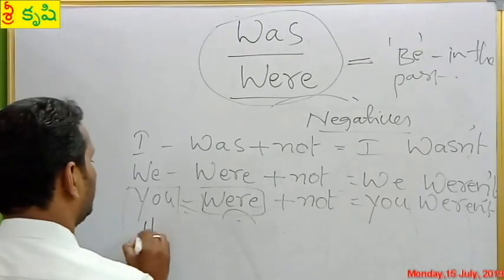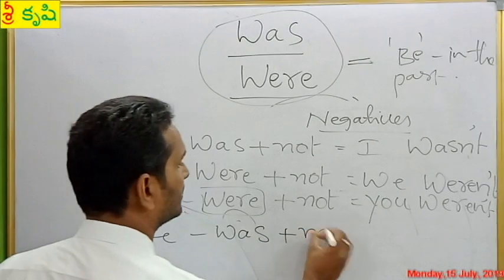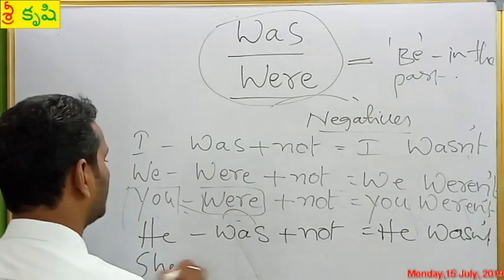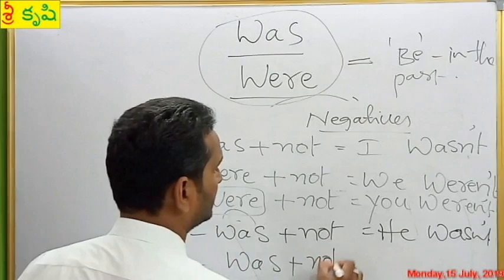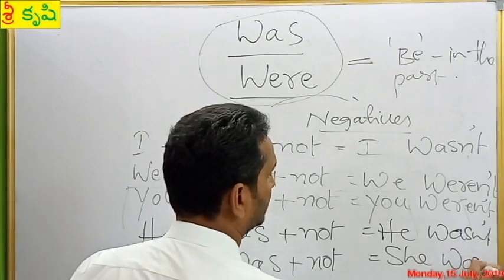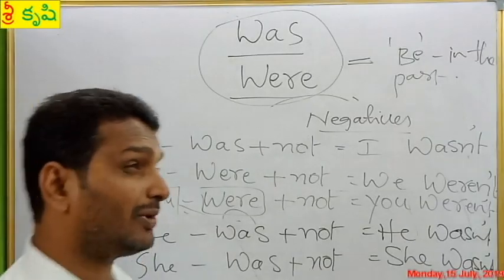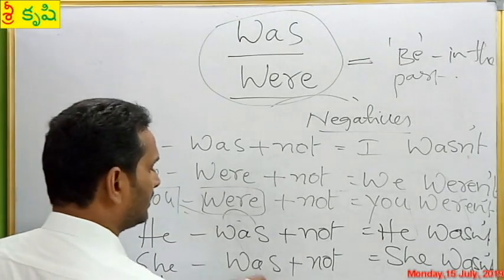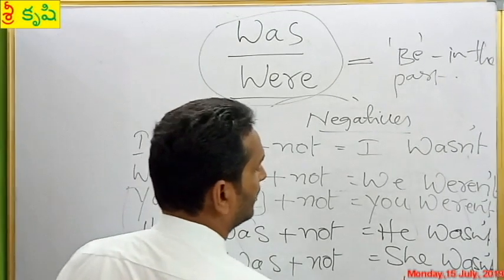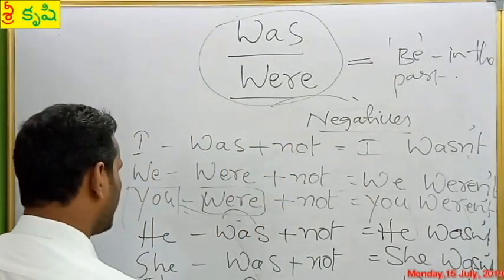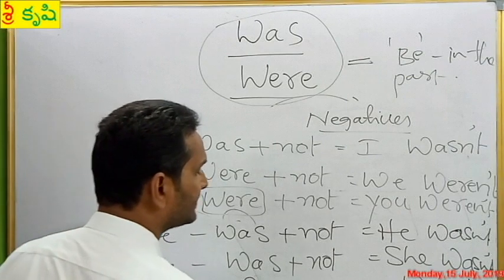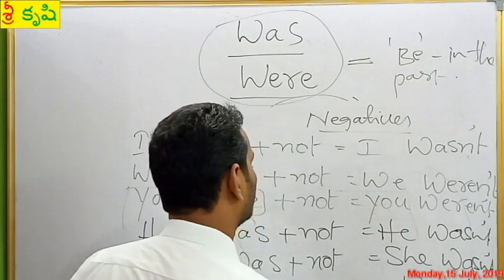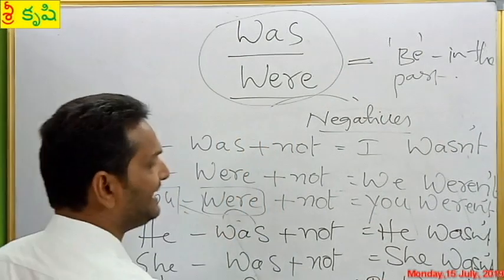Similarly, he was plus not becomes he wasn't. She was plus not becomes she wasn't. We have to say them repeatedly, otherwise sometimes you may lose track or grip of these expressions. It takes was plus not, it wasn't. And they were plus not, it's they weren't. So we need these expressions.